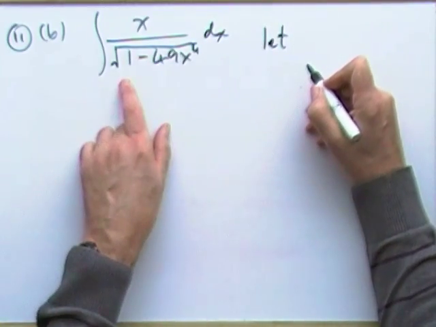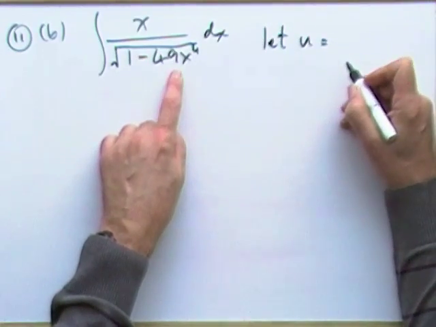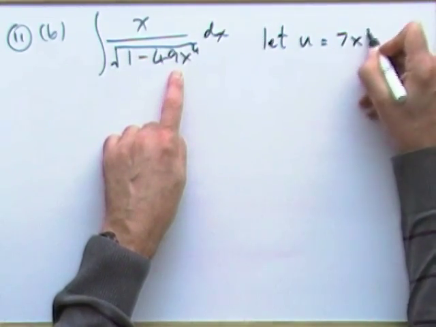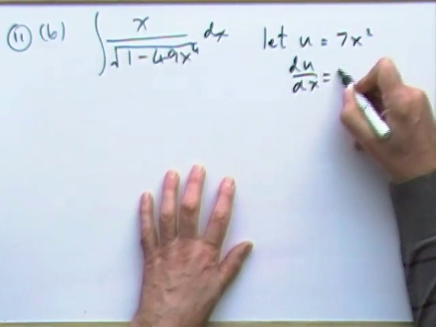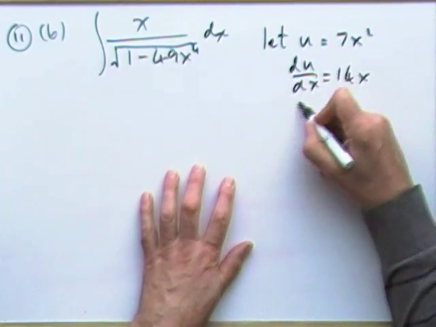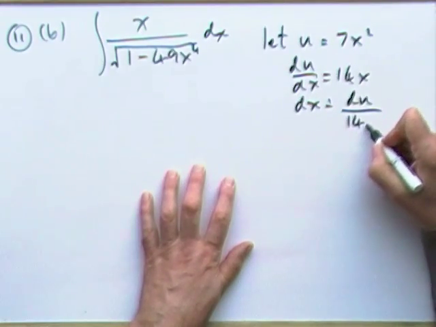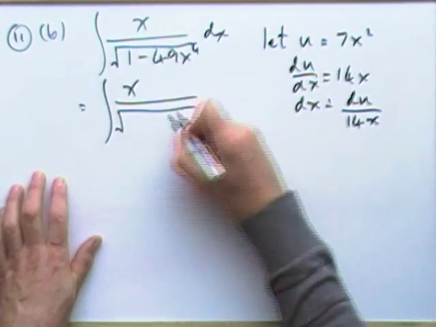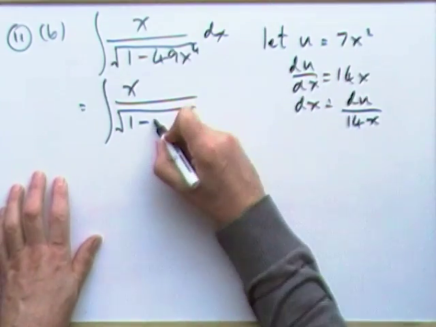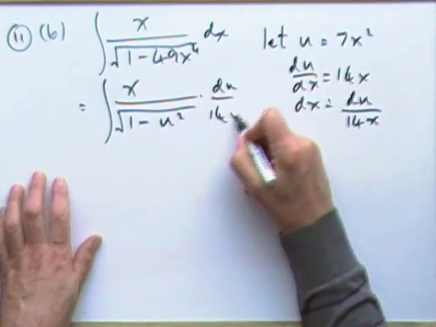You suspect it's going to be the form of 1 minus something squared, so let u, or some other variable, equal the thing which is being squared, which is 7x squared. So you've got du by dx is going to be 14x, so that the dx can be replaced by du over 14x. So that would change into, there's the x, this is going to be 1 minus the u squared now. That's going to be du over 14x.